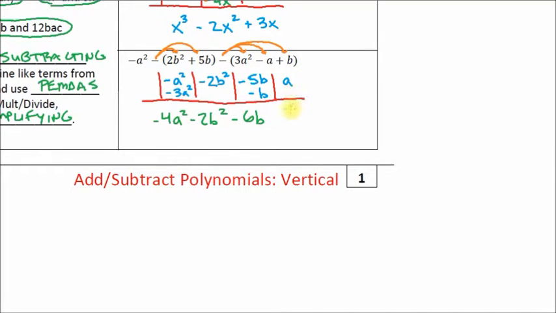And then we've got a positive a over here. Nothing to be combined or added together. And there is your final polynomial. Negative 4a squared minus 2b squared minus 6b plus a. Again, let's not worry about the order of the terms. We'll cover that later. So there is a basic understanding of how to add and subtract polynomials.